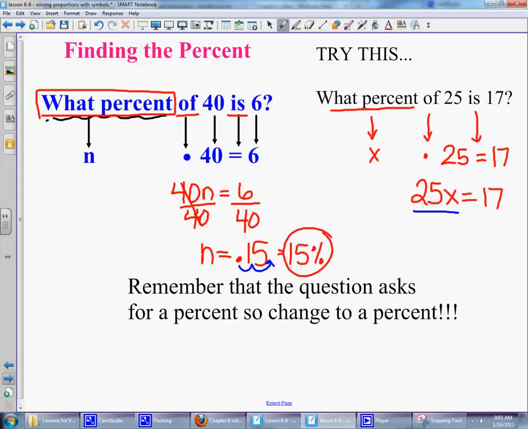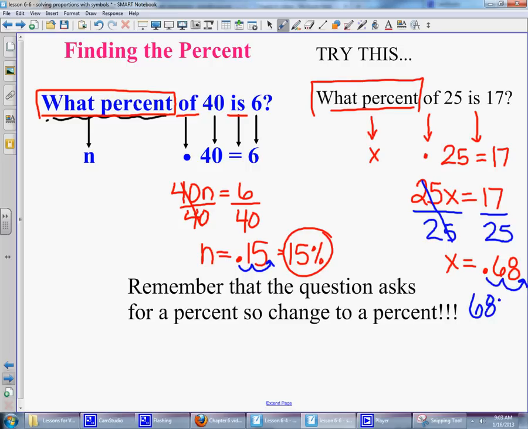And then we divide by the coefficient, which is 25. 25x divided by 25 is 1x. And then 17 divided by 25, you can use your calculator for, is 0.68. Now remember, they ask us what percent, so we need to change that decimal to a percent. So we move it 2 places to the right. So our answer is 68%.